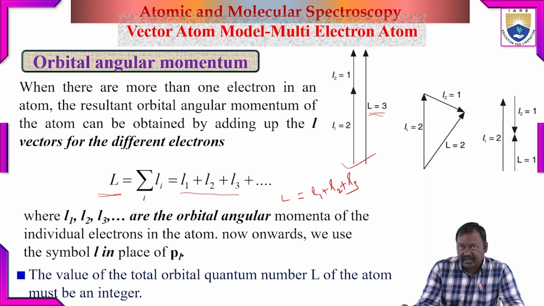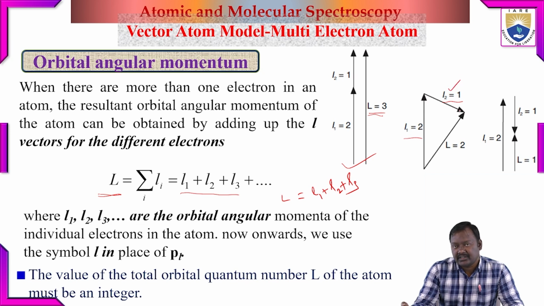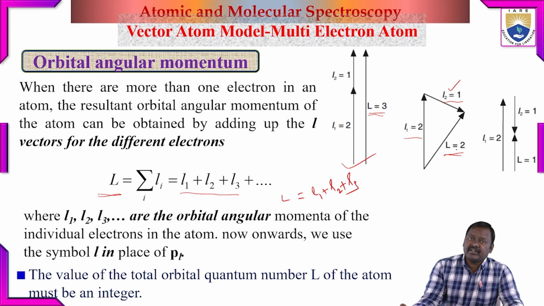But if the orientations are different, for example, the first electron's orbital angular momentum is in this direction with magnitude L1 equal to 2, and the second electron has quantum number L2 equal to 1 with a different orientation, then the vector addition of these two vectors gives a magnitude equal to 2. So the resultant orbital angular momentum is equal to 2.